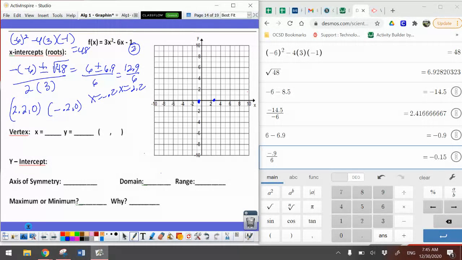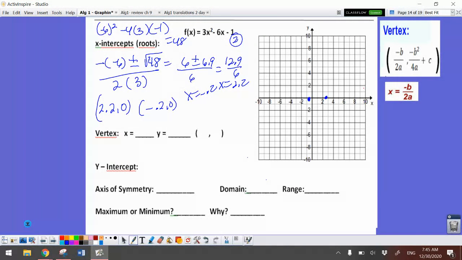So our vertex should be between those two numbers. So again, we've got -b over 2a. So negative, our b is -6, and that's a 3. So negative is positive. So 6 over 6 is going to give me, again, a +1. So the first value, x is 1, which makes sense because that's going to be halfway between those two.